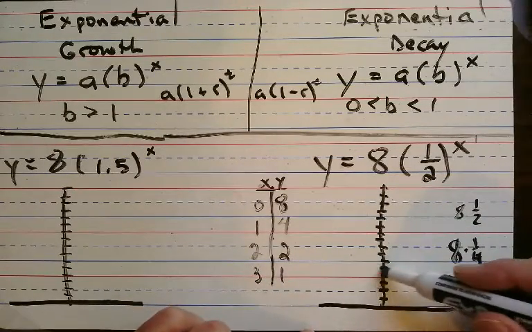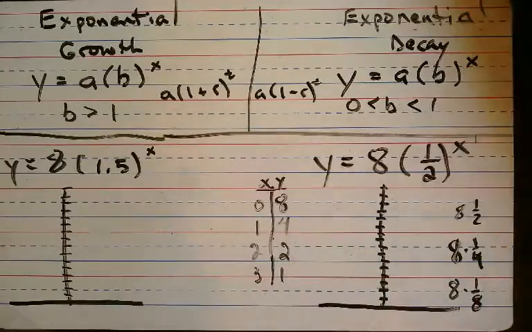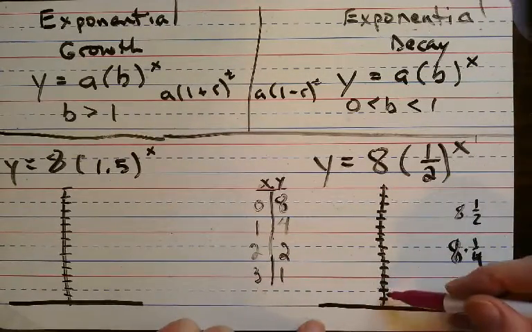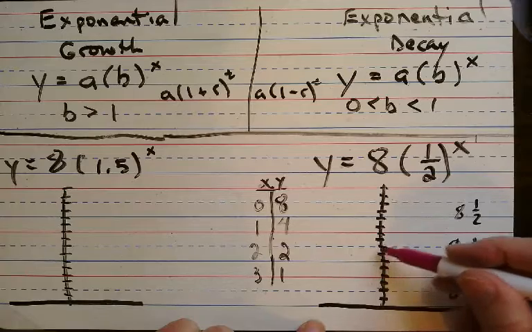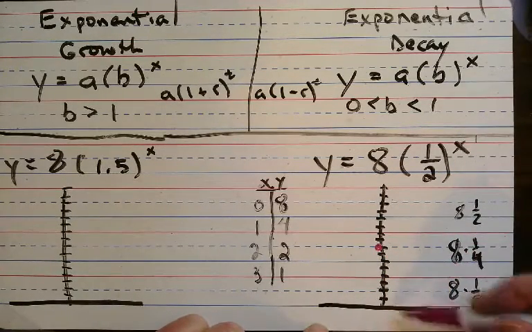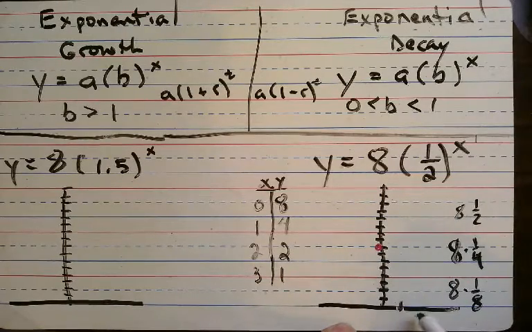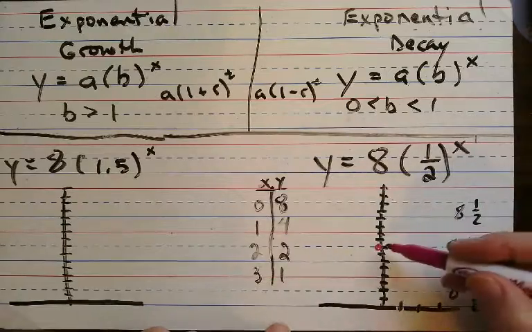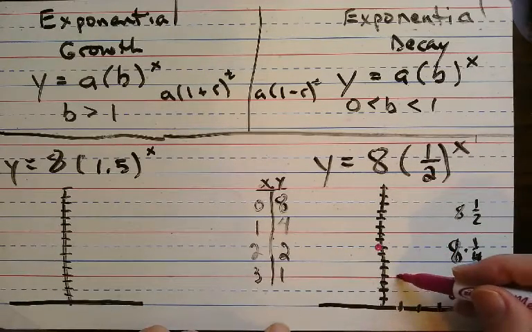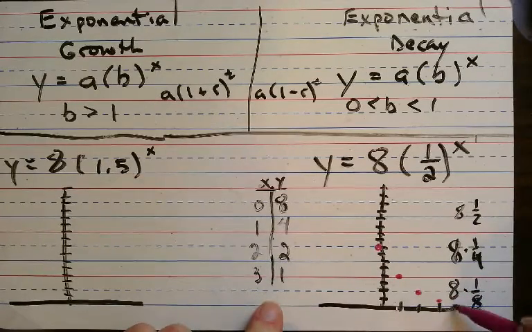1, 2, 3, 4, 5, 6, 7, 8. I have a graph. 1, 2, 4, 6, 8 right here. So here is 8, 0. And then if I go over 1, I'm going down to 4. If I go over, I'm down to 2. If I keep going over, I'm down to 1. The next one would be 1/2.